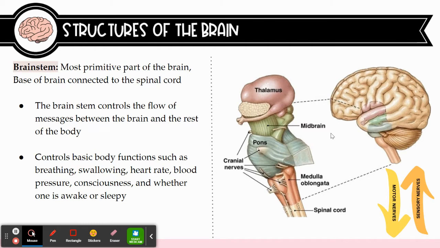So the brainstem is kind of that middle part of the brain that helps connect the brain to the spinal cord. The brainstem is actually the most primitive part of the brain. It is very early developed. It is something that hasn't changed too much in recent history. It connects to the base of the spinal cord. It also controls the flow of messages between the brain and the rest of the body.